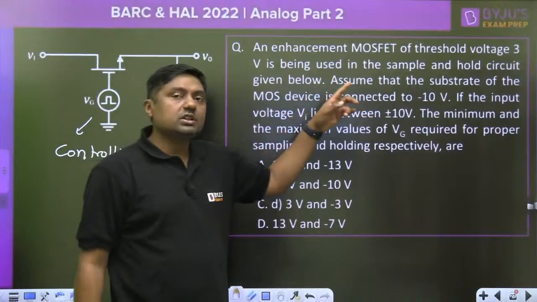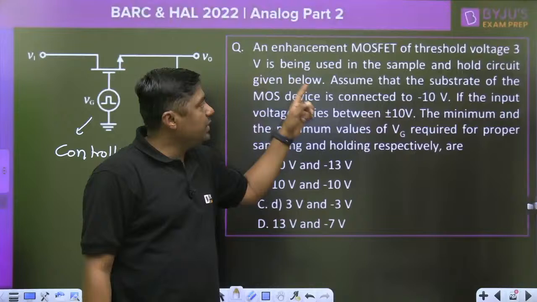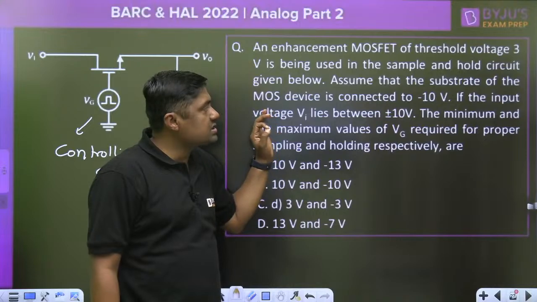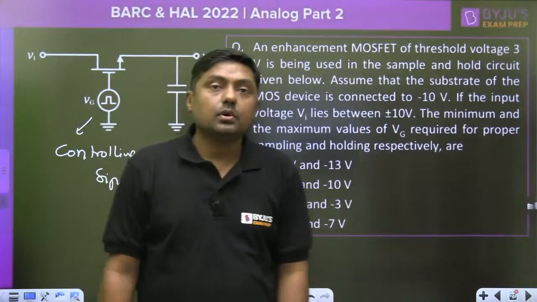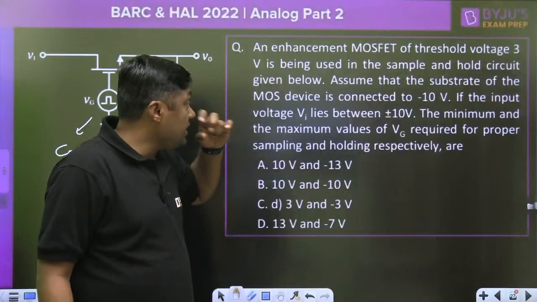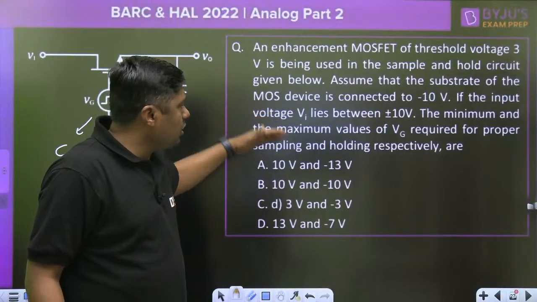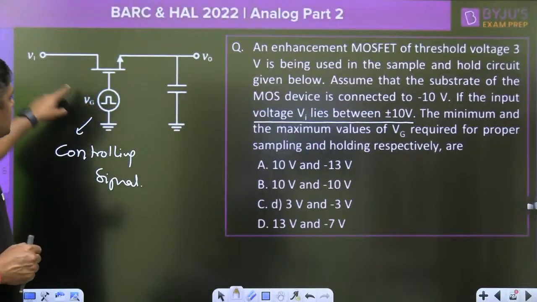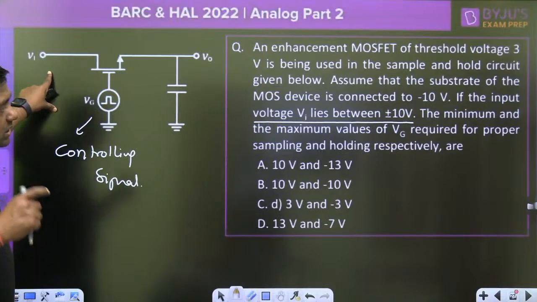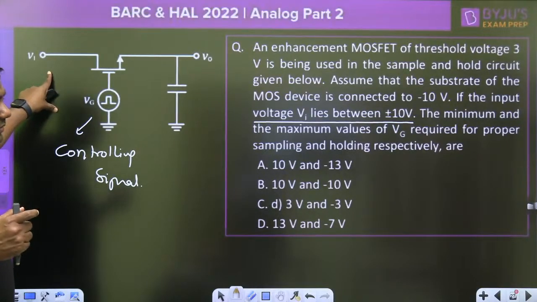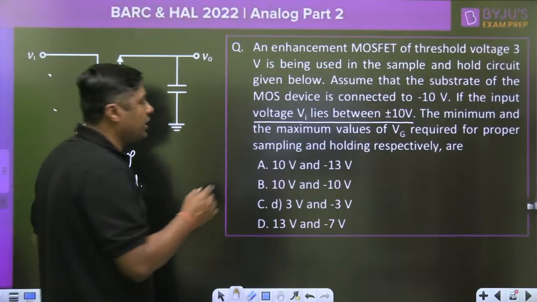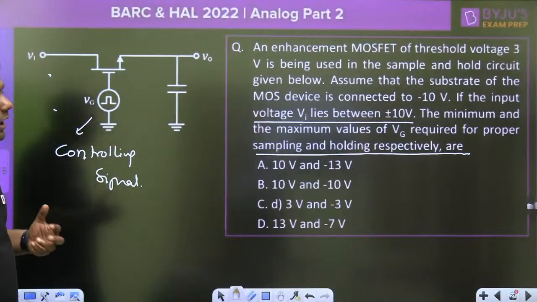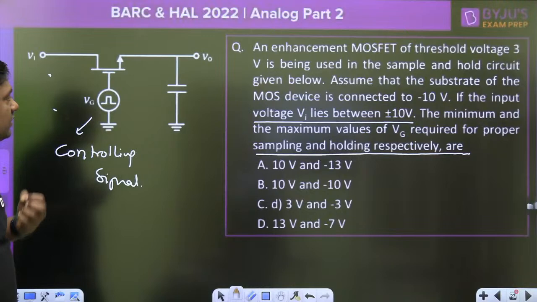An enhancement MOSFET of threshold voltage 3 volt is being used in the sample and hold circuit given below. Assume that the substrate of the MOS device is connected to minus 10 volt. If the input voltage Vi lies between plus minus 10 volt, the minimum and the maximum values of Vg required for proper sampling and holding respectively are?